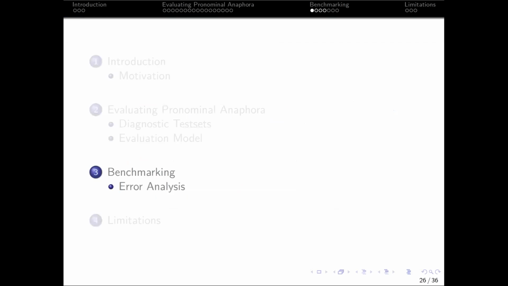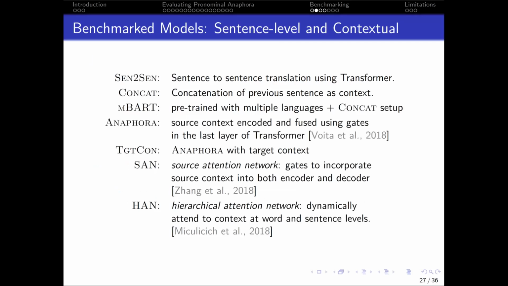So now that we have test sets, and now we also have an evaluation model, we now move on to benchmarking. So we benchmarked about 7 different context-aware models. Actually, 4 of them are context-aware, while 2 others use a previous sentence context, which is concatenated. So the first one is just a sentence-level model. The next one that we're calling concat just concatenates the previous sentence for context. We also trained MBART in that same setup, and then 4 other context-aware models from different sources.